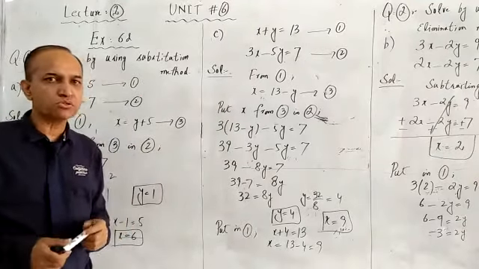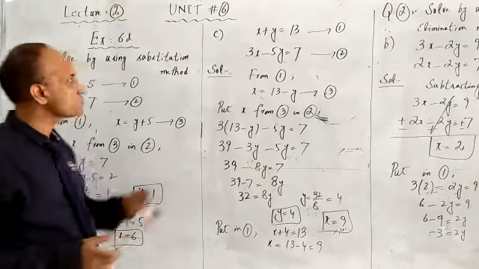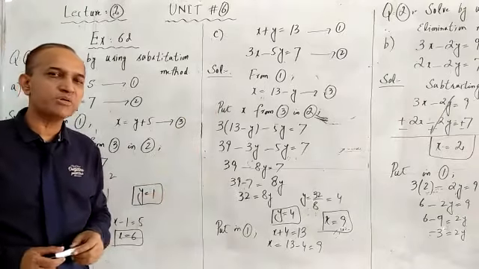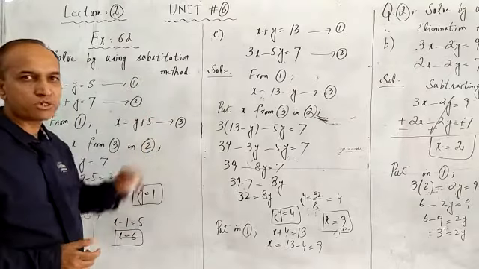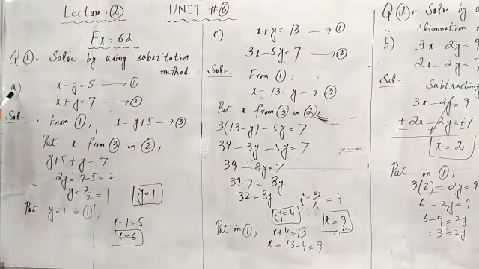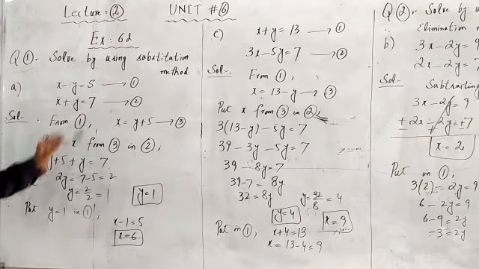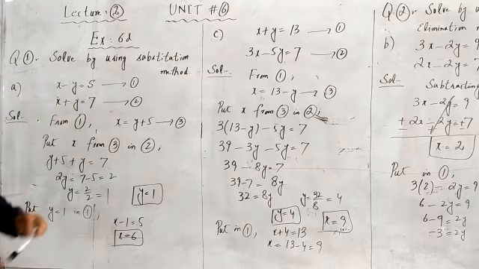So we have two methods to solve the simultaneous linear equations. One is by using substitution method and the other one is by elimination method. So in question number 1 we use substitution method. So we have in part A x minus y is equal to 5 and x plus y is equal to 7. We call this equation 1 and this equation 2.